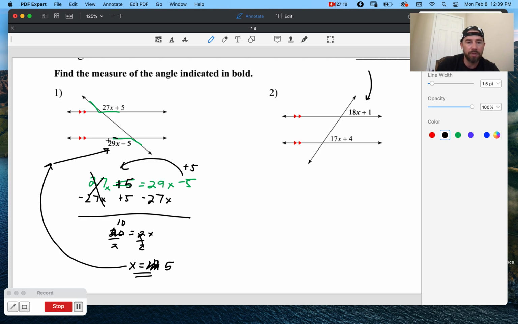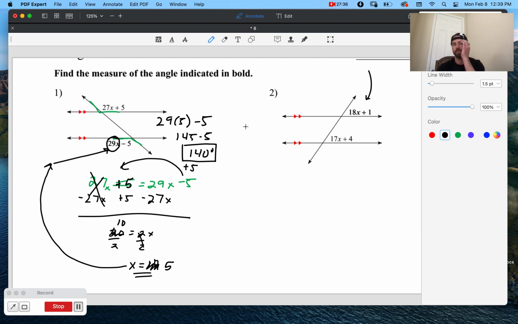Okay, so you're plugging in your 5 right here. So we have 29 times 5 minus 5. And I think 145 minus 5 is 140 degrees. So it's the same step as before. You find x, but now you plug them into the bold.